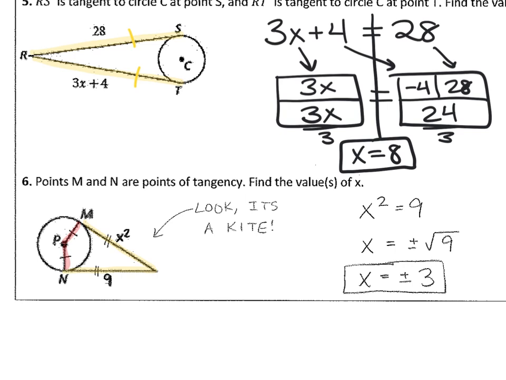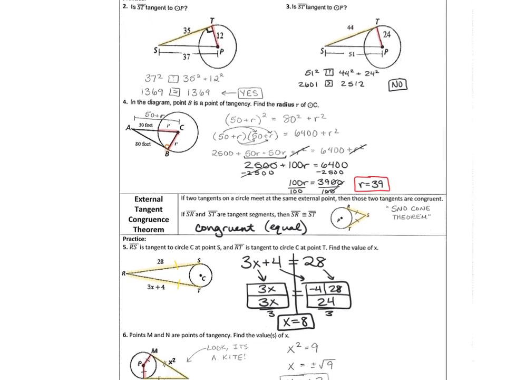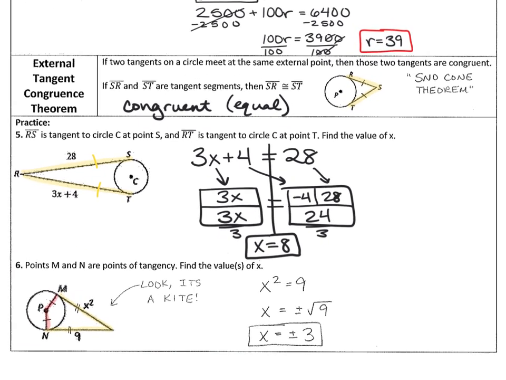Okay, so we have our vocabulary for the circles. We have our deciding if it's tangent using Pythagorean theorem, and we have our snow cone theorem. Those are the 3 things we learned today, and those are the things you're going to practice in your levels today.